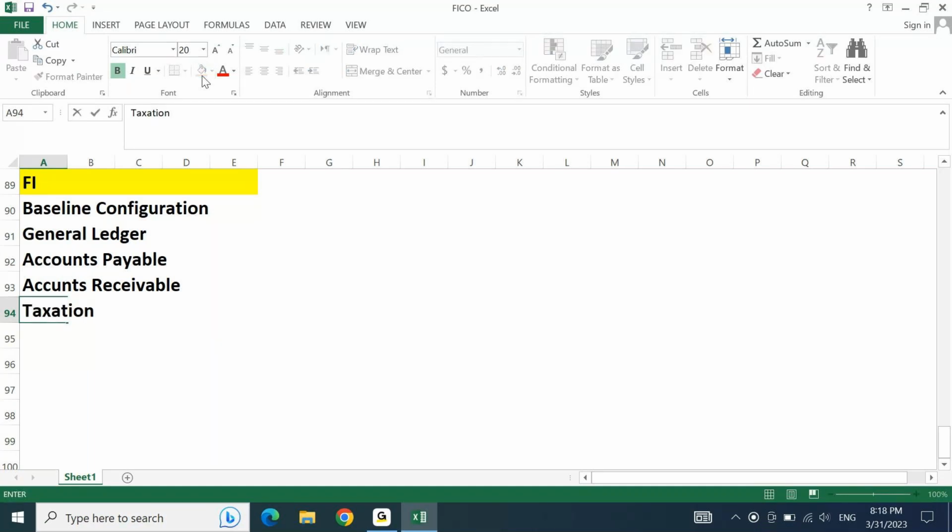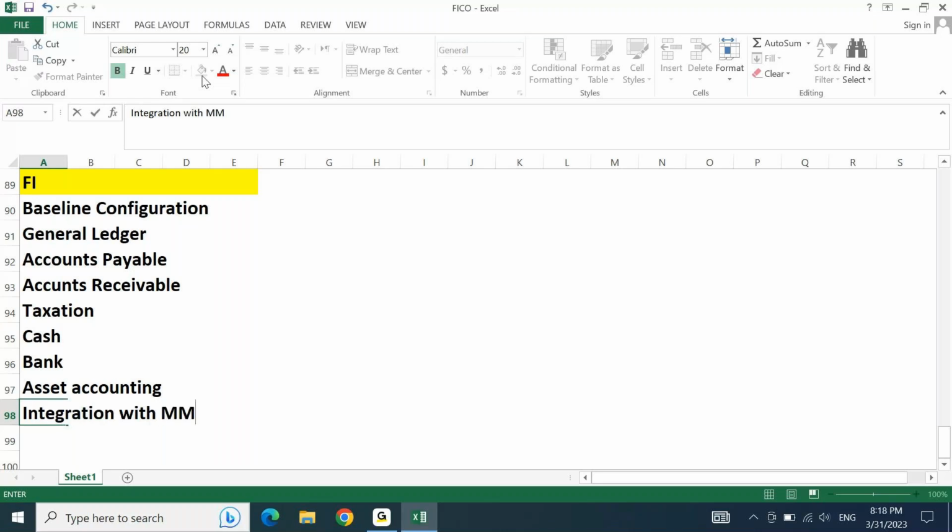Taxation, cash, bank, asset accounting. Any other business processes from the FI point of view? EBRS. Integration with MM, SD, PP, PS, PM. Inventory. Inventory is part of your MM. Okay, these are your broad categories.